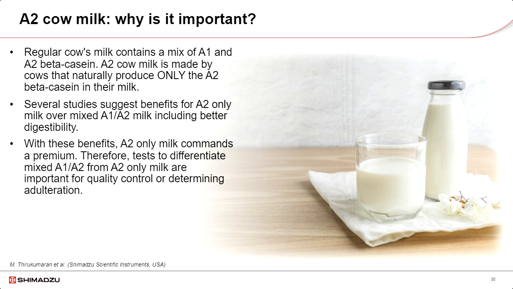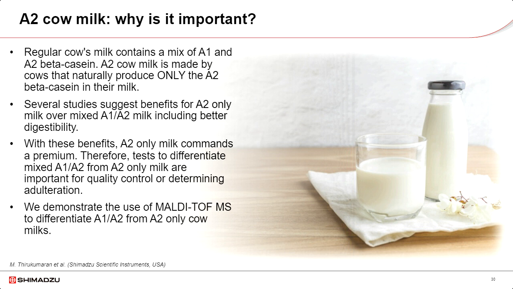For all these reasons, A2 milk has a greater economic value, and therefore tests that can differentiate A1 A2 milk from A2 only are important in quality control. Currently, only genetic tests are available. In this application, we demonstrated how MALDI-TOF MS can be useful to differentiate A1 A2 milk from A2 only.